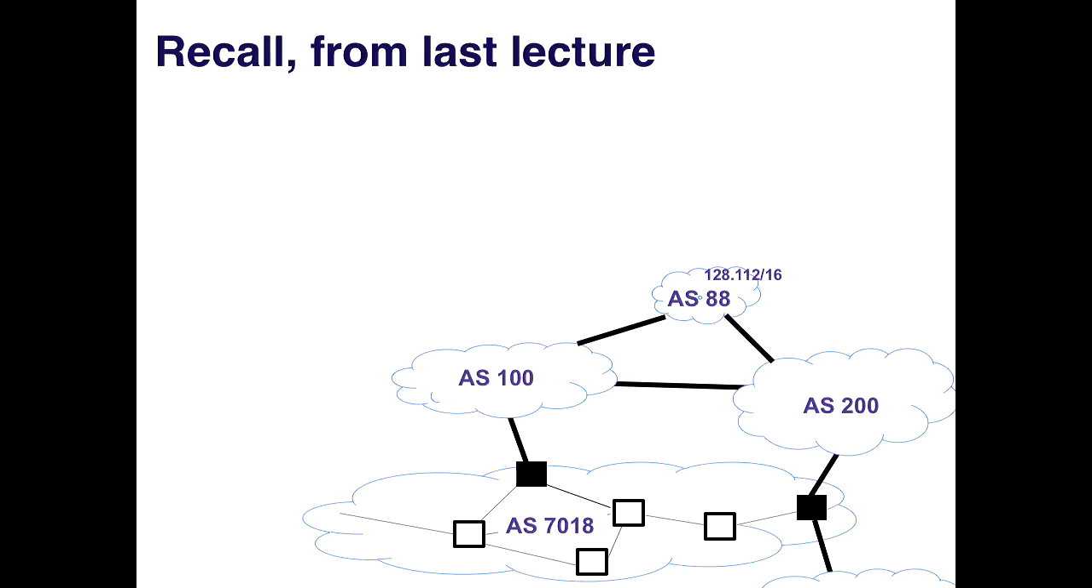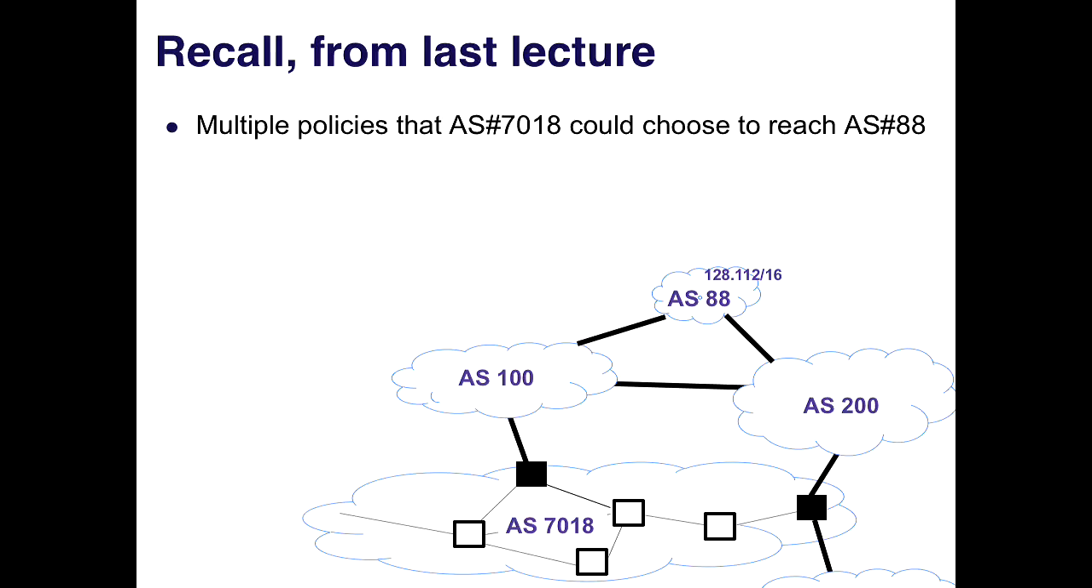So if you remember, we had a figure like this, and we said AS7018 over here, which is AT&T, is trying to pick a path going to AS88, which is Princeton in this case. And there are many policies that AT&T could choose to get to Princeton in this context. For example, AT&T could say, I'm always going to pick AS100 as my preferred next hop AS. You could do this by setting the local preference attribute to be better, to favor AS100. You could also say, I'm actually going to try and split my traffic across both AS100 and AS200. This might be the case if I have two providers. I've given them an equal local preference. In this case, they even have an equal AS path length.